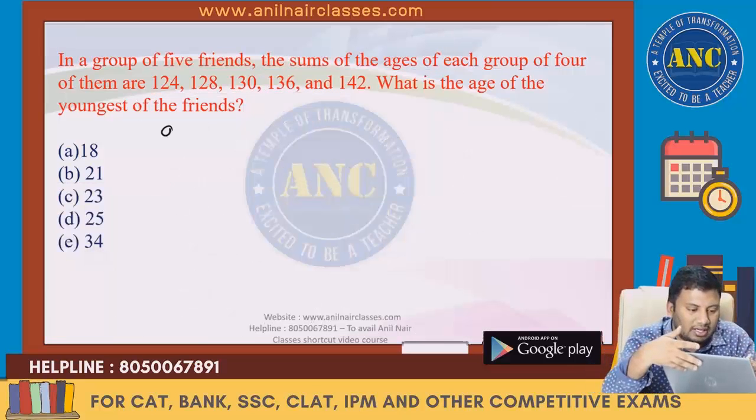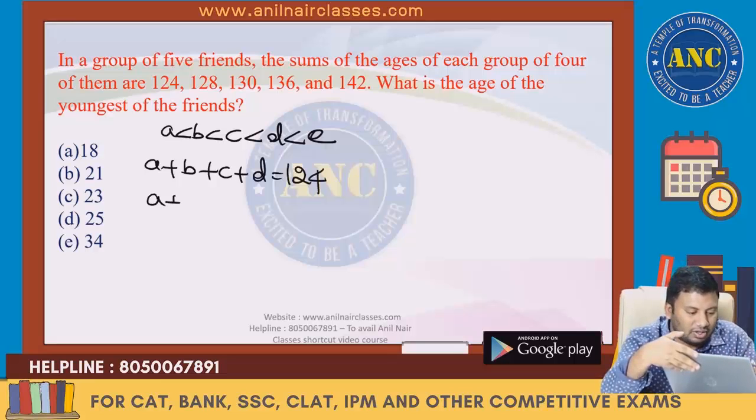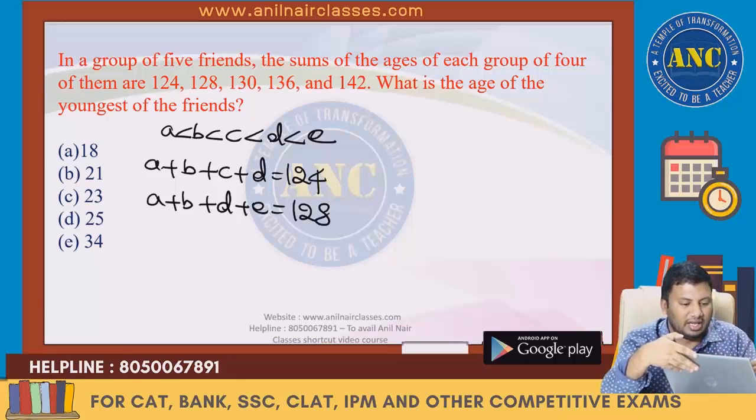So A less than B less than C less than D less than E. Lowest is A plus B plus C plus D, which is 124. Next lowest is A plus B plus D plus E, which is 128. Highest is the highest foursome, B plus C plus D plus E, which is 142. I hope it is clear.